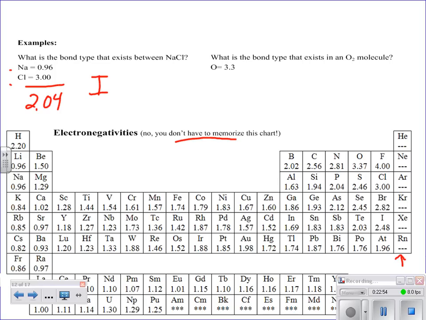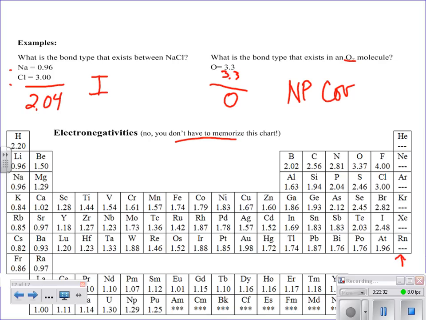And things aren't going to be 100% ionic or covalent. They're going to have varying degrees, but right now we're just going to classify according to this. So what if we were to look at oxygen, O2? You have an oxygen atom and another oxygen atom, bonded together. The electronegativity of oxygen happens to be 3.3. What is going to be your difference in electronegativities? 0. So what is that going to be? Nonpolar covalent.